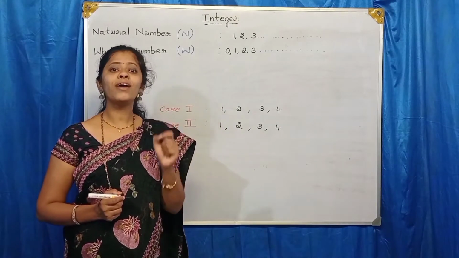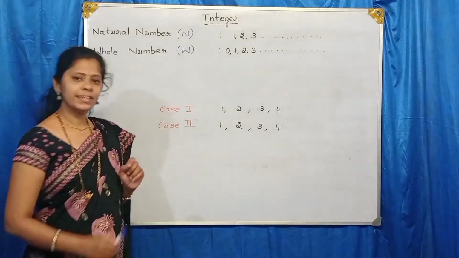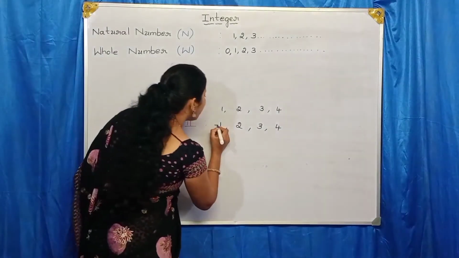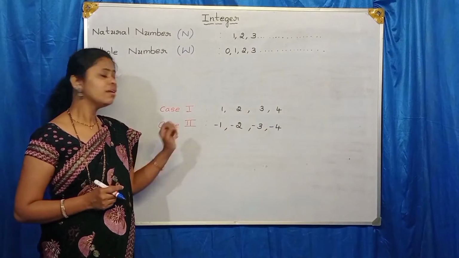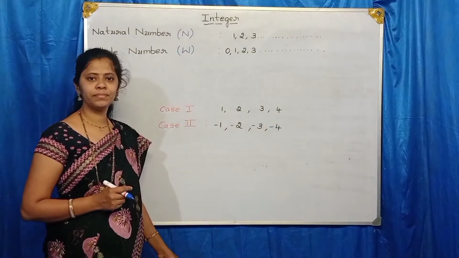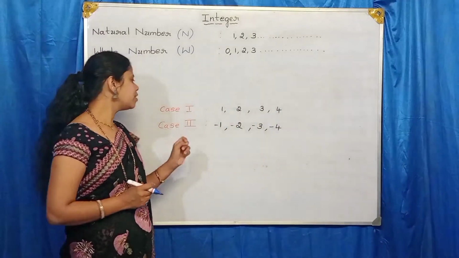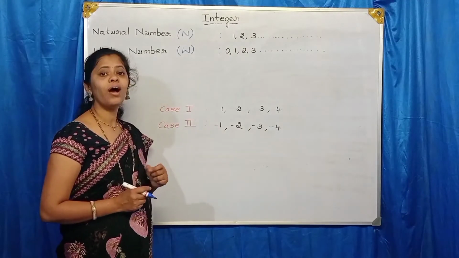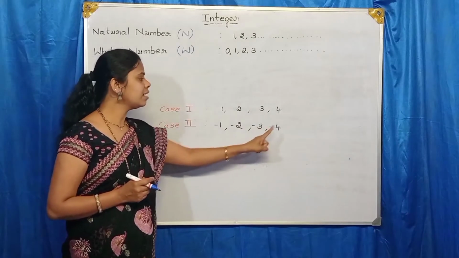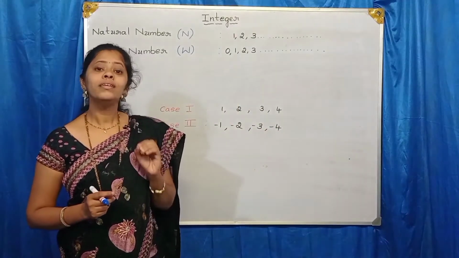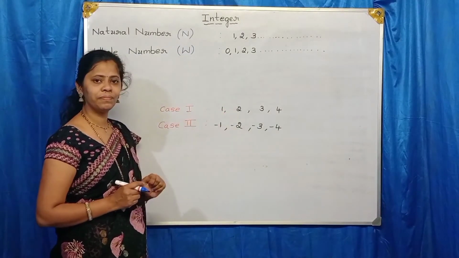But see here, now I will make a simple change in case 2. That is, I will write a minus symbol in front of every number. Now you read the numbers in case first. You will read it as 1, 2, 3 and 4. Now you read the numbers in case 2. How will you read? You will read it as minus 1, minus 2, minus 3 and minus 4. Now, did you understand the difference? What is the difference between case first and case second?